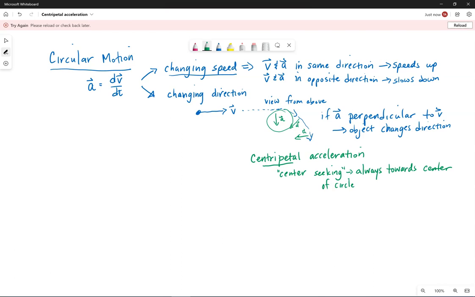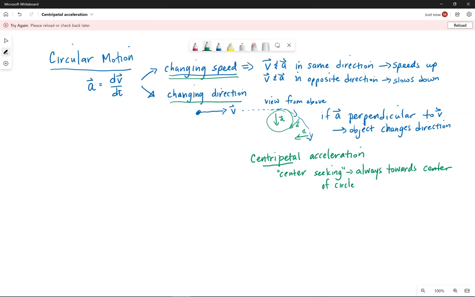An object does not need to move through a complete circle. Any portion of a circle, the object will have a centripetal acceleration. An object technically can have both a changing direction and a changing speed. We're going to focus mostly on one or the other at this point, just to keep it on the simpler side.